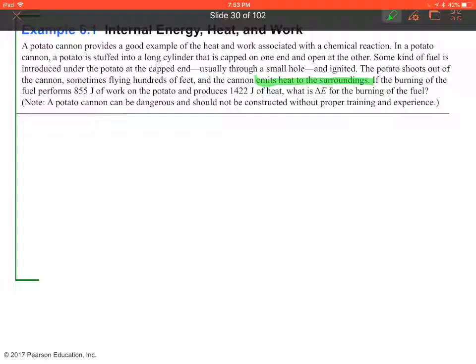So that should tell us that our change in E should probably be negative, right? If the burning of the fuel performs 855 joules of work on the potato and produces 1422 joules of heat, what is the change of energy for the burning fuel? Note, a potato cannon can be dangerous and should not be constructed without proper training and experience.